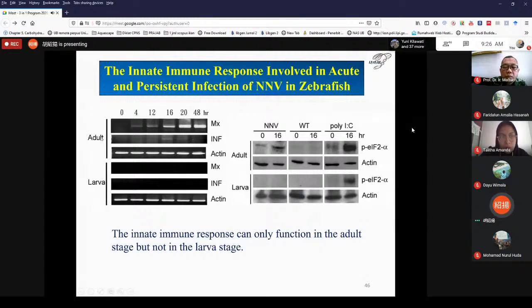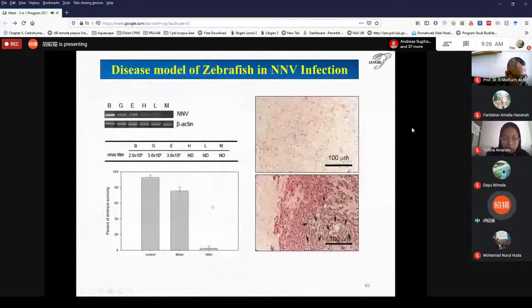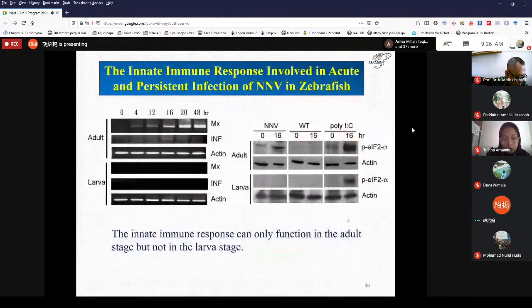But after they become adults or juveniles, their immune system has really matured. So after NNV infection, they have interferon and Mx, this immune system, to fight against the virus infection. So that's why they have higher survival in the adult stage. We can also see the immune protein levels in adult and larva. Okay, larva with NNV infection, if you use antibody to analyze phospho-eIF2 alpha, there is none. But in adult, you can see the signals. So that's maybe the reason why in the larva stage, once NNV infection happens, it causes high mortality of groupers in the larva stage.